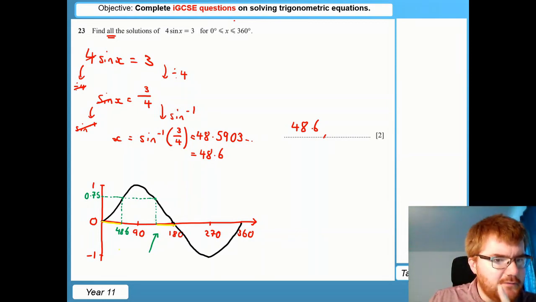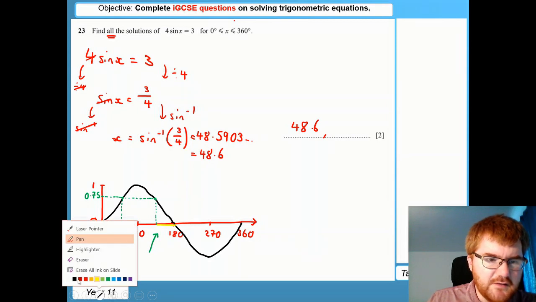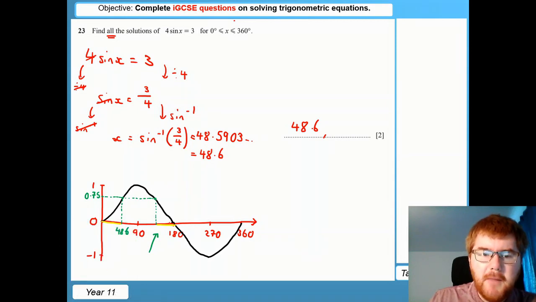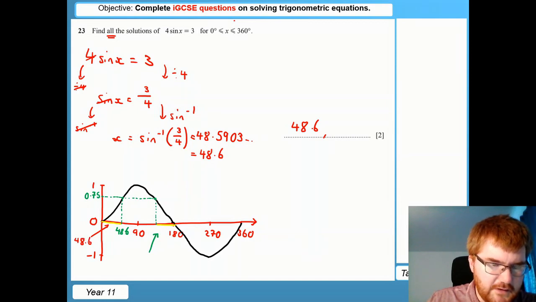So this time is a little bit different. In order to work out this solution, we start at 180 and we need to minus that yellow line. And that yellow line here is 48.6, yeah? So this here is 48.6, there we are. So in order to work out the solution, we need to do 180 minus 48.6 dot dot dot.